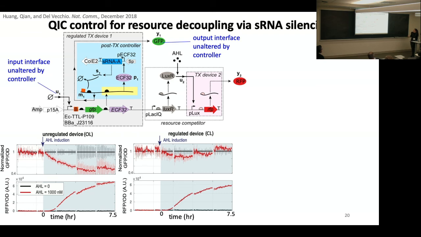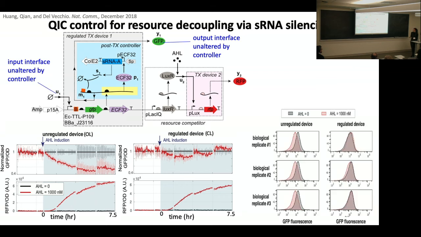Here is the temporal response after you induce the resource competitor. At this time, you use the resource competitor in a system without the feedback, so you don't have any sRNA here. And you can see that, as seen before, the GFP level goes down. But when you close the loop, so you have your sRNA, you can see that upon application of this perturbation, your GFP gene expression goes down, but then it recovers.